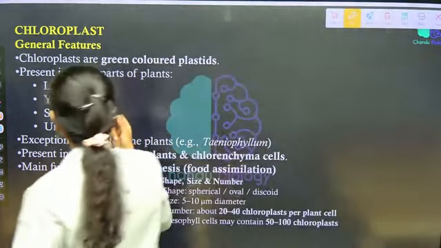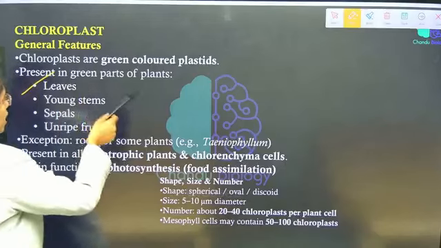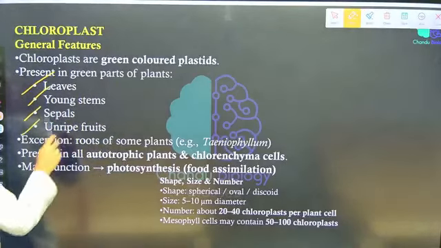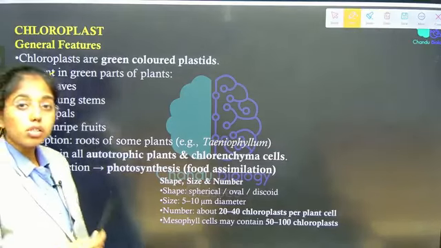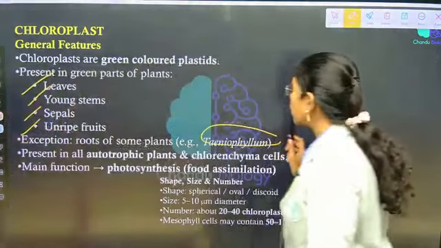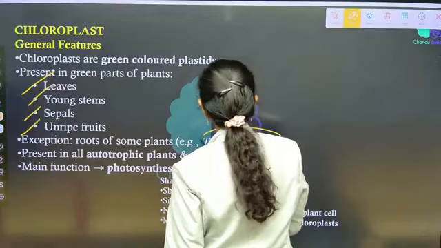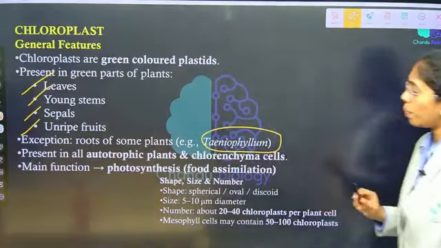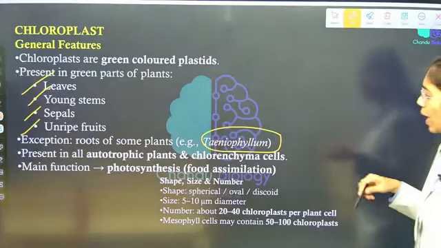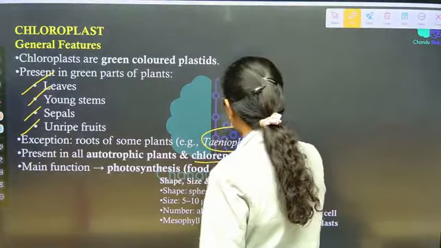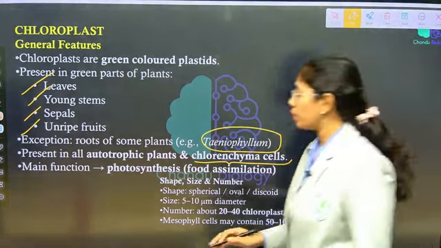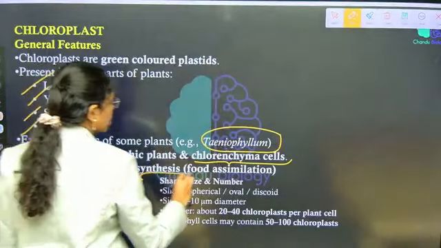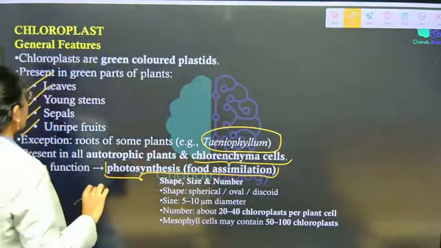They are present in many areas of the plant. Unlike the leaves, they are also present in the young stems, sepals, and in unripe fruits, where green plastids are present. One exception: the roots of some plants will also have chloroplasts. An example is Taeniophyllum roots. Chloroplasts are present in all autotrophic plants and chlorenchyma cells as well. Their main function is photosynthesis, that is food assimilation.